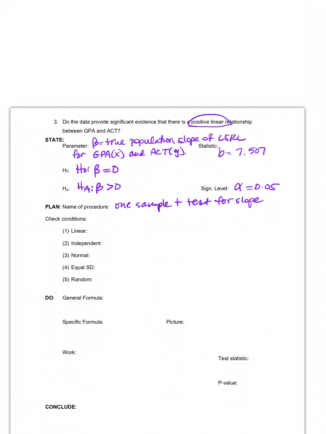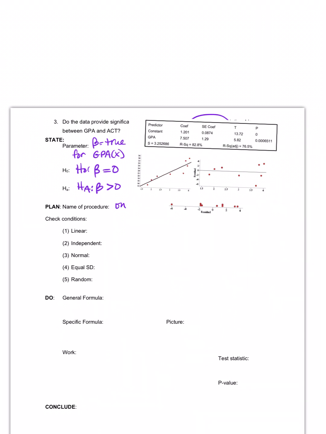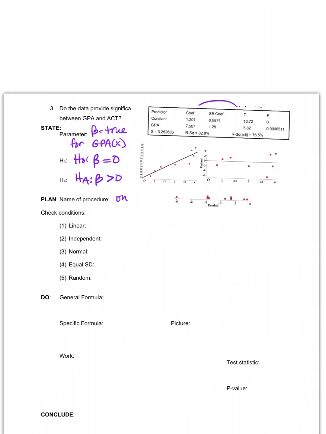Let's check our conditions. Here's where we have to go back and forth a little bit. Linear: does it appear linear? Ish. The scatterplot looks linear-ish, and in the residual plot there's no major pattern, so we're good. So we'd write: scatterplot is fairly linear, residual plot shows no pattern, and that's our evidence.